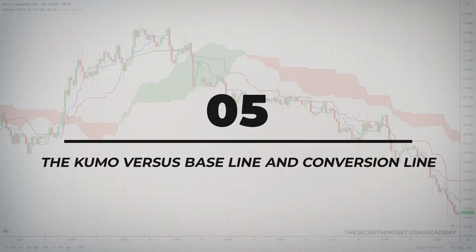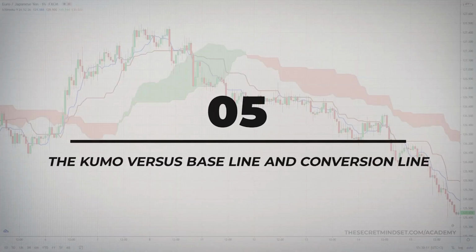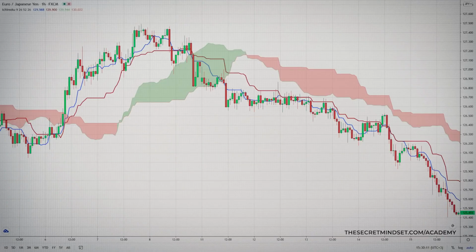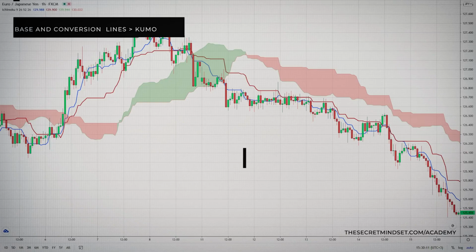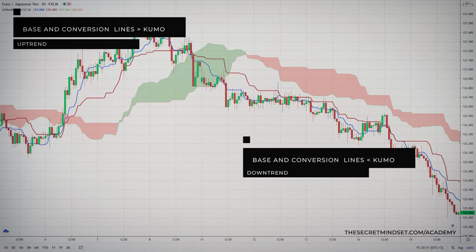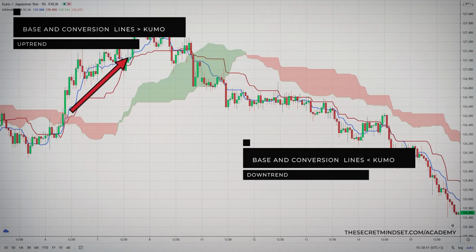Number 5, the Kumo versus the baseline and conversion line. The positions of baseline and conversion line are usually compared to the price, but their location versus the Kumo can be the indicator of the strength of the trend too. If these lines are located on the upside of the Kumo, it supports further bullish trend. The opposite supports the continuation of a bearish trend.